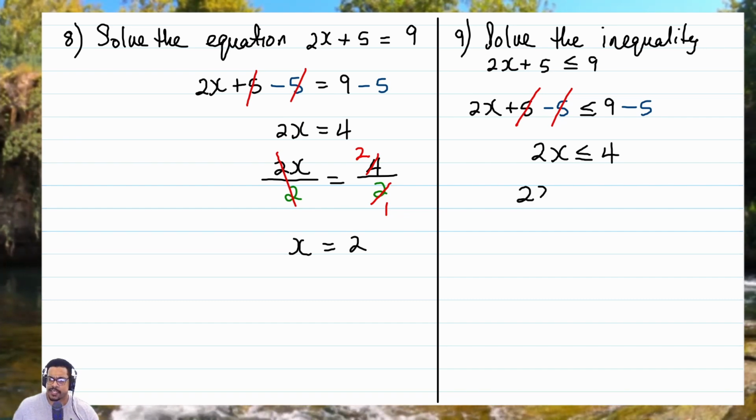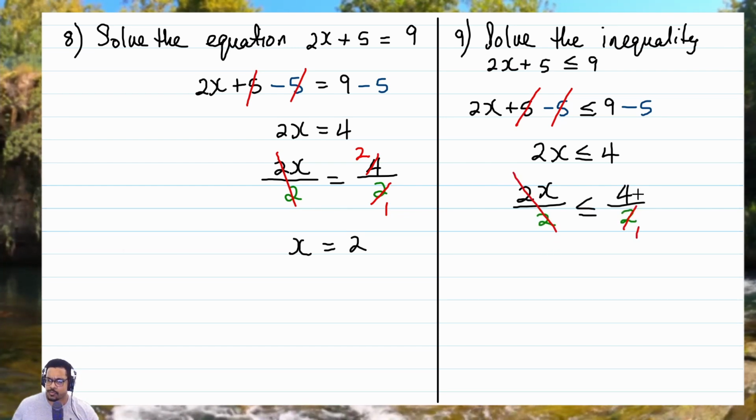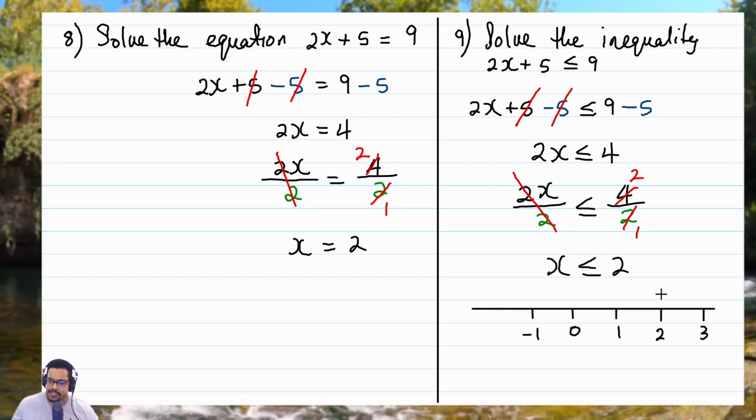Then I'll divide both sides by 2. So I'll have these 2's cancel off each other, and I'll have 2 into 2, 1, and 2 into 4, 2. So I'll end up with x is less than or equal to 2. So I'll draw my circle over 2 and shade it because it's less than or equal to 2. And less than is going to the left, so I'll draw my arrow going towards the left.